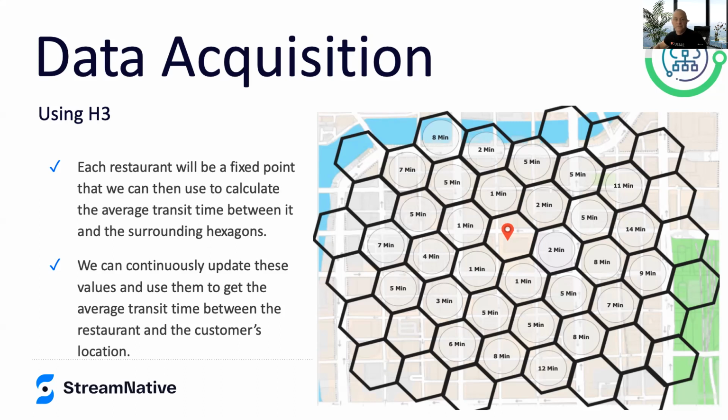And you can continuously update these values as the data comes in from the driver location as well. So it's constantly updated in real time. It gives you more accurate estimation and a real-time view of the traffic flow in and around the city and specifically that restaurant itself.